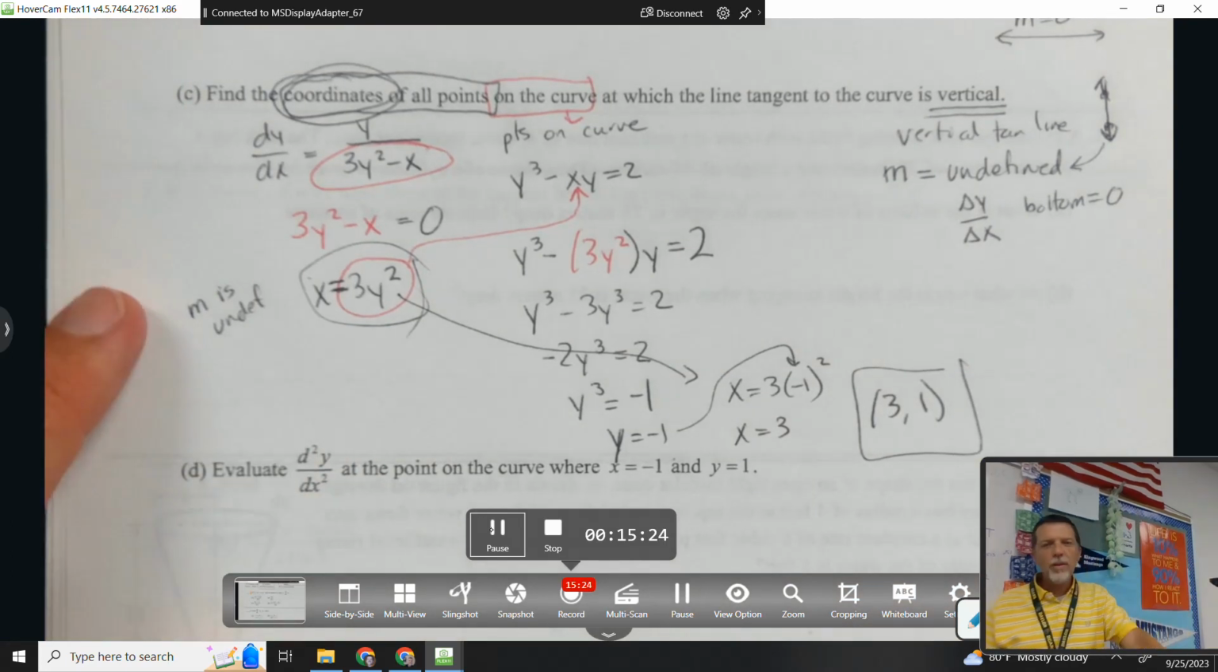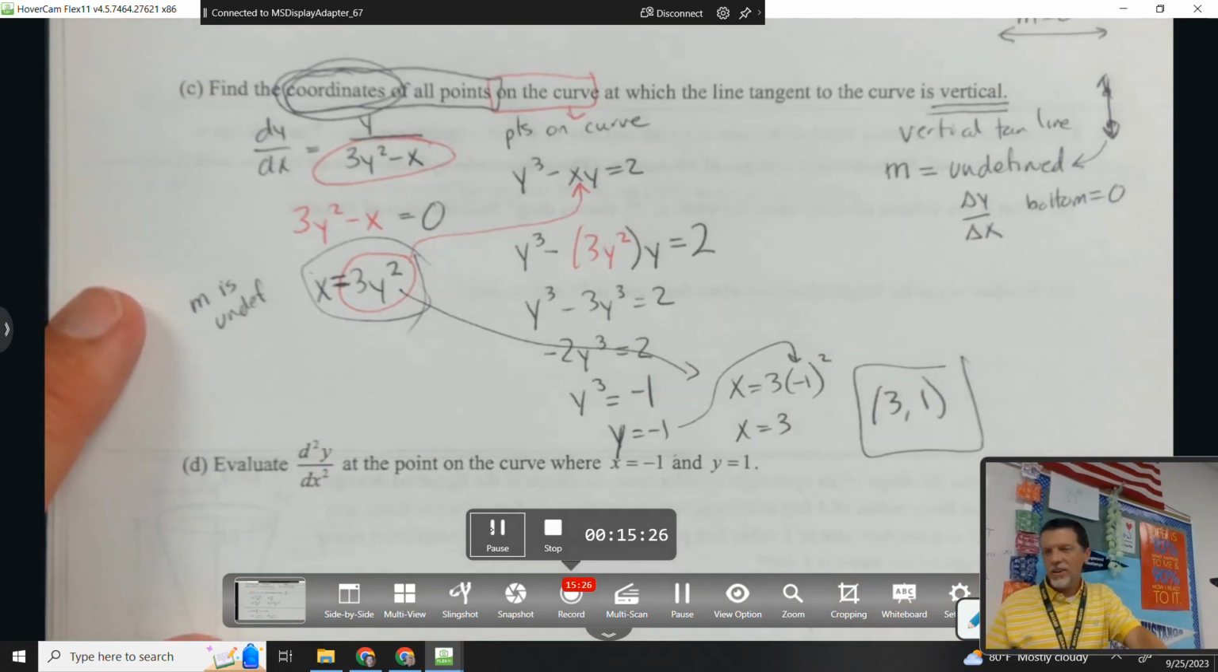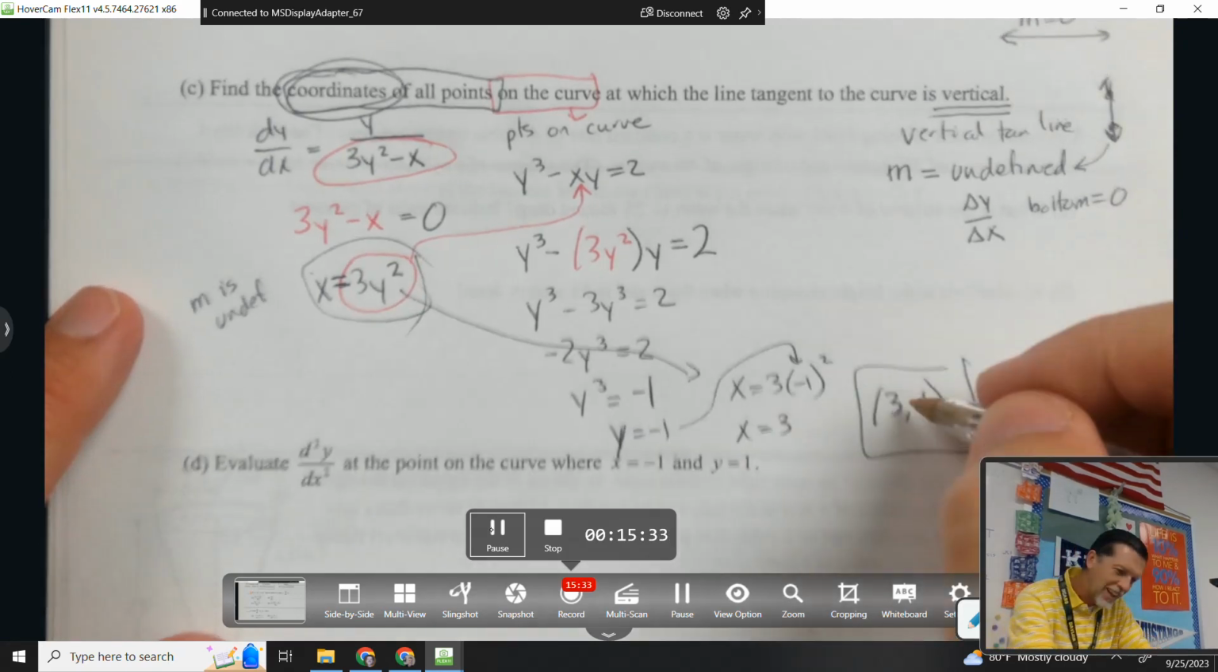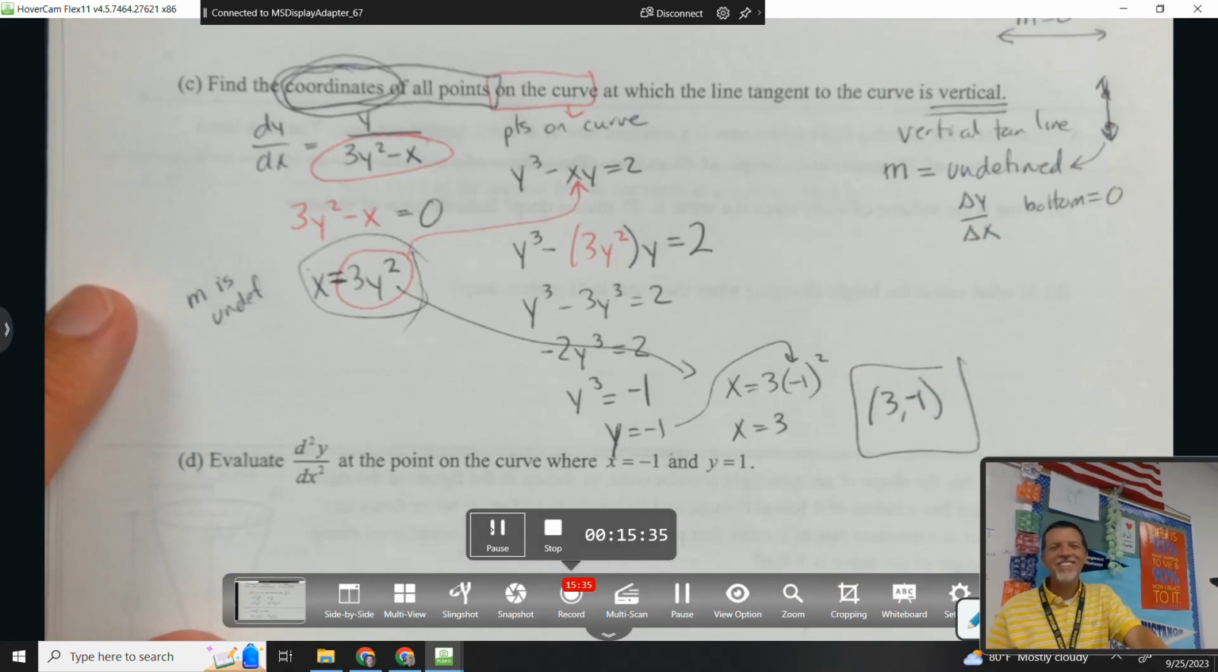So at 3, negative 1, that curve has a vertical tangent line.